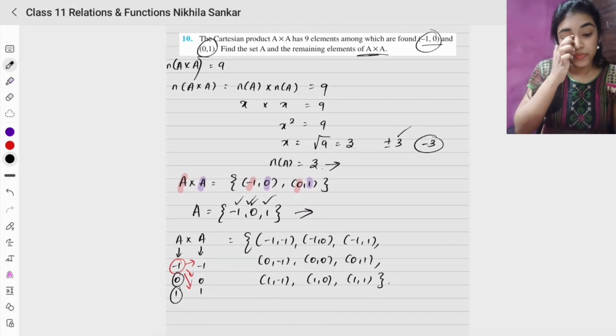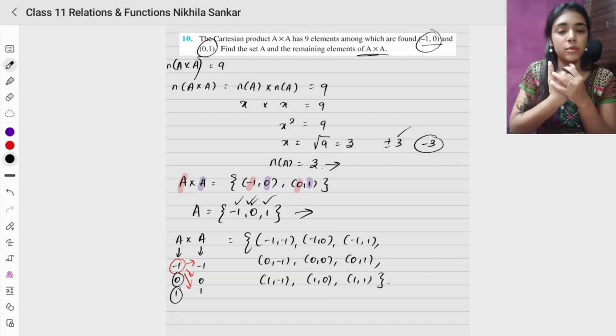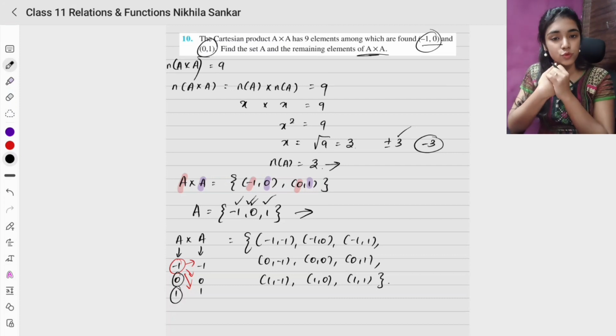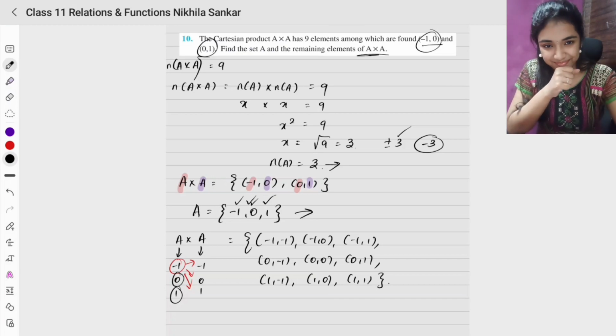Okay, please copy. So with this we are done with the first exercise. Let's move on to relations. So இவ்ளோ நேரம் நாம Cartesian product பார்த்தோம். Now we are going to move to relations. Okay.